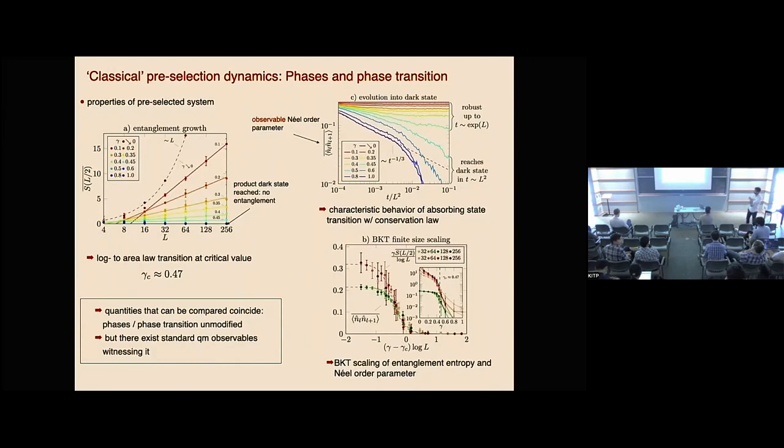Again, okay. So let's look at these statements here, one after the other. So this plot here could be a prediction of this replica structure, or in other words, it's just what we get out of looking at this problem in the standard way, by computing the entanglement entropy. And there we find this log to area law transition behavior. So this is one statement, and then we can look at an observable in this problem, a standard quantum mechanical observable.